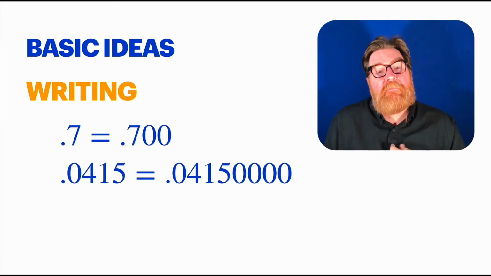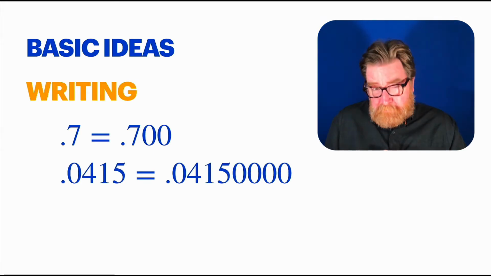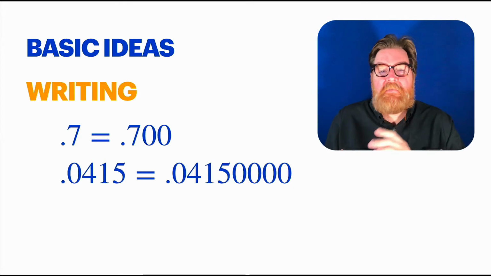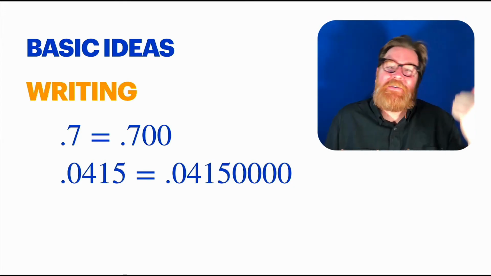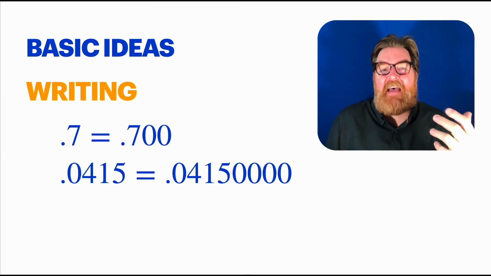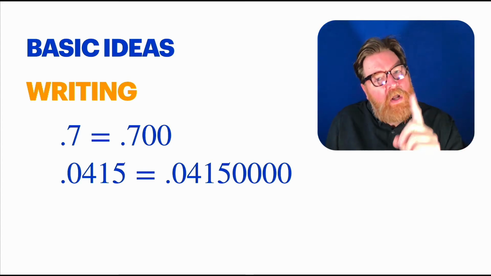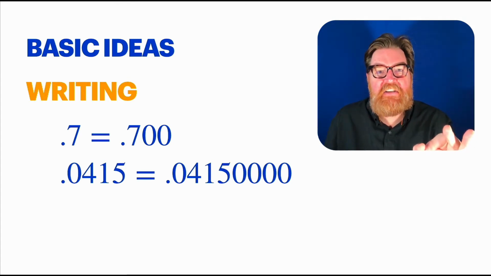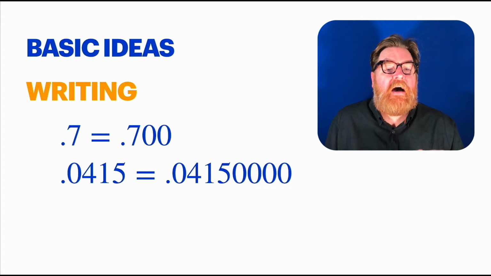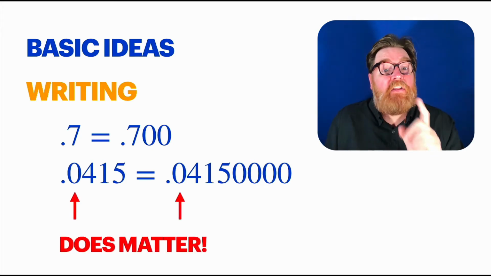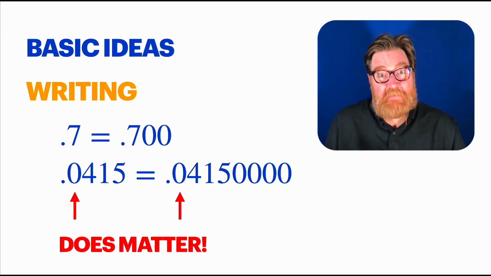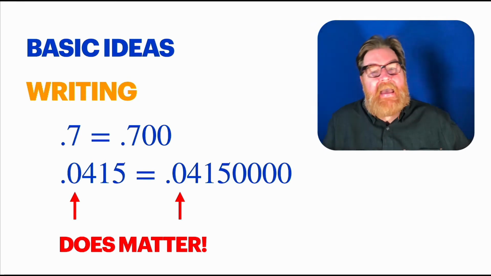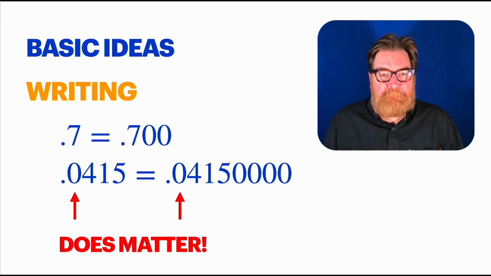And likewise, 0.0415 or 415 ten thousandths, it doesn't matter if you tack on those four zeros onto the end, it's the same exact number, okay? One little bit of warning though, zeros in amongst the digits, the non-zero digits, like this one right at the front, that does matter. That zero does matter, all right? It's the ones at the end. You can just tack them on to the end and it doesn't change the value.